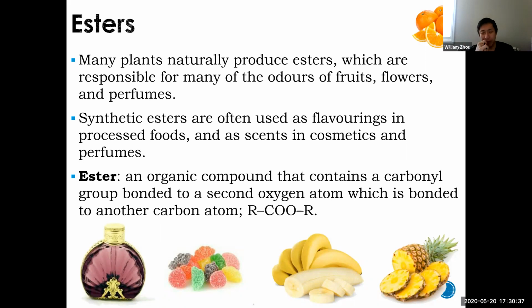So esters, what are esters? They are organic compounds with a carbon with a double bond, so a carbonyl group, bonded to another oxygen. And they separate the long carbon chain into two sections. All right, so on the left, you have a carbon chain denoted by R. In the middle, you have a carbon double bond O with another oxygen, which is bonded to another carbon chain. Okay, that is an ester.